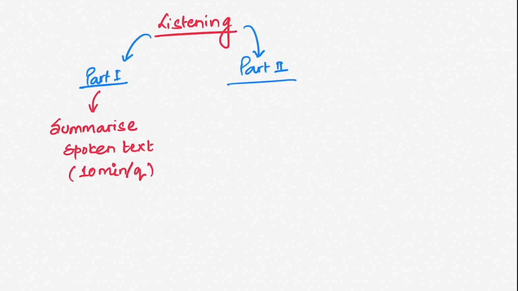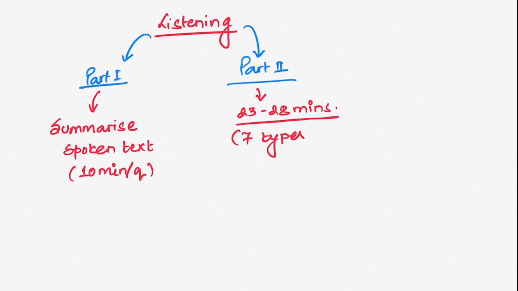We might get up to 3 questions in summarize spoken text, but in part 2 you get a total time, and that total time is around 23 to 28 minutes. And in 23 to 28 minutes you have to finish all 7 types of questions. You have 7 types of questions here which come in a particular order that you have to finish. So what is the problem? The problem is from each question type you might get 2 to 3 questions. So theoretically speaking, I might get up to 21 questions.